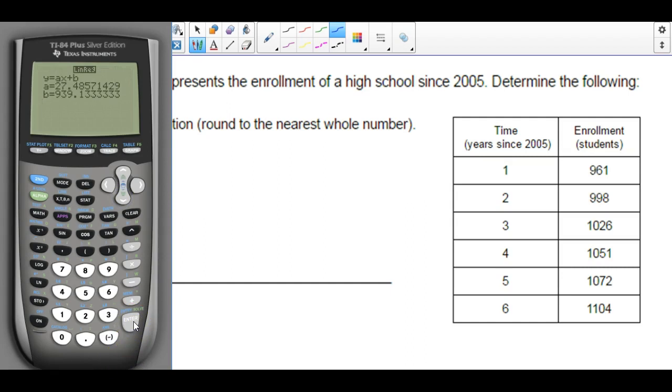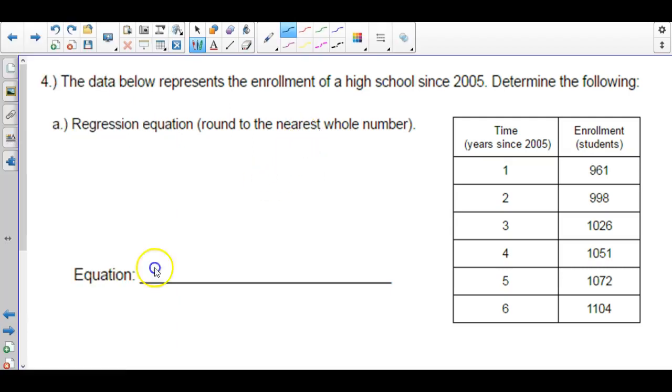And here are my two values for this equation. So I'm going to also round to the nearest person. So I'm going to be rounding up to 27 here for my a value, and my b value I'm going to leave at 939. So I'm going to write down my equation then. So my equation would say y equals, and my a value is 27, so we would say 27x plus my y-intercept, which is 939.